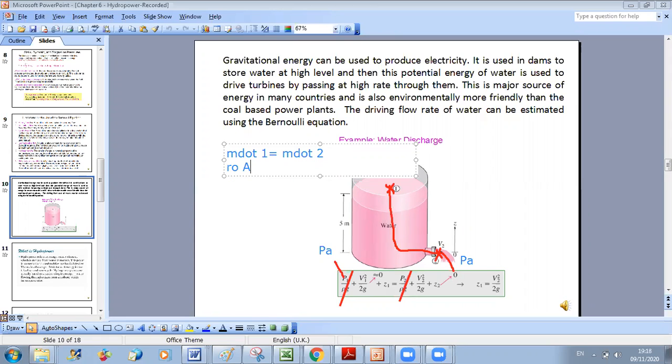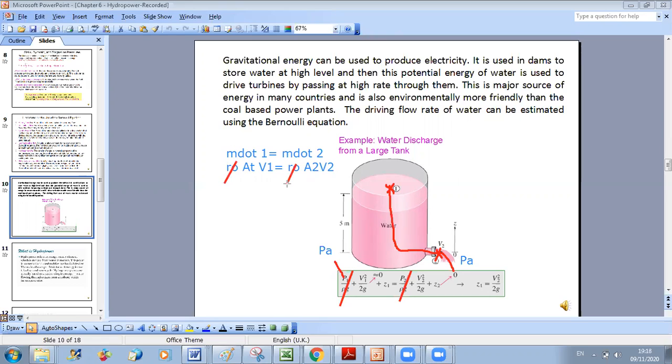Now for m dot 1, I can say it's equal to rho of my water times the area of my tank. Okay, the cross-sectional area of my tank, I will call it AT, times velocity V1 at the level where my water will drop, equals rho times the cross-sectional area A2 of the jet exit times V2.